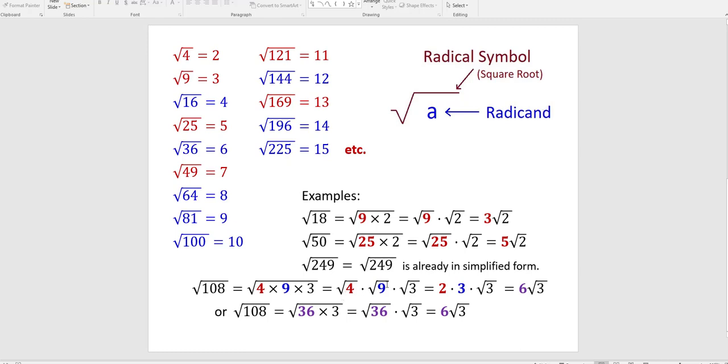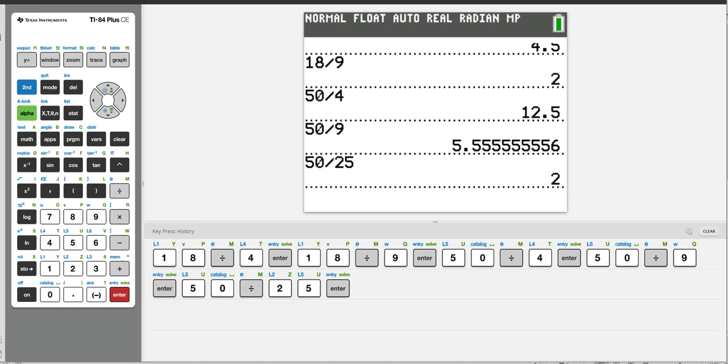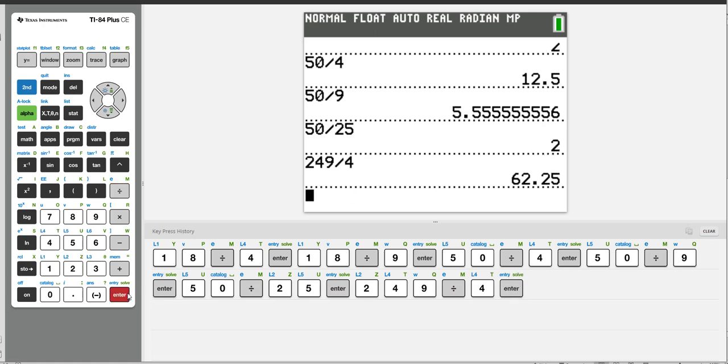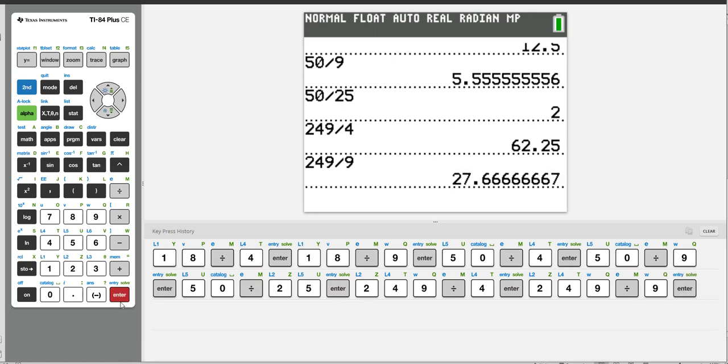Now let's simplify the square root of 249. Type in 249 divided by 4 and press enter. This gives 62.25. This is a decimal number. Therefore 4 is not a factor of 249. Type in 249 divided by 9 and press enter. This gives 27.6 repeating. This is a decimal answer, therefore 9 is not a factor of 249.